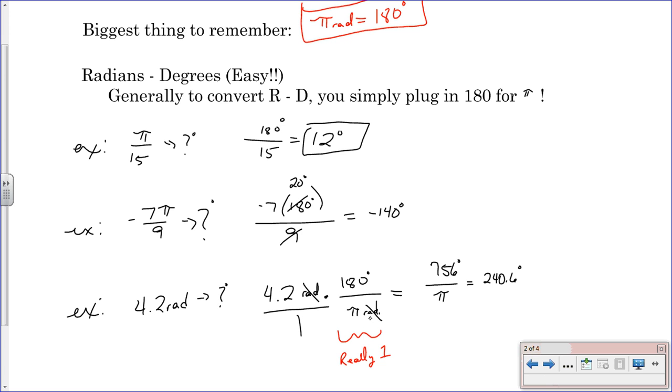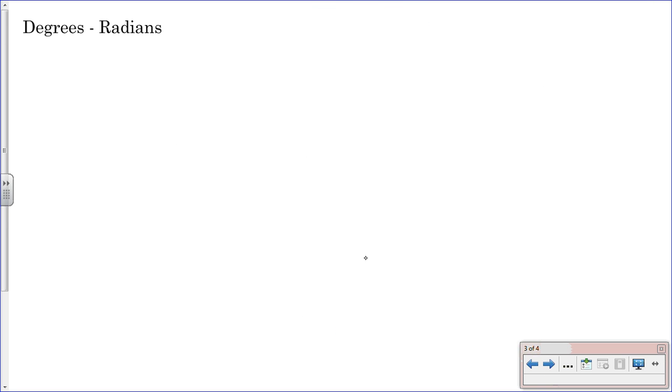The important thing to remember is when going from radians to degrees, since you want radians to cancel out, you need to put pi radians in the bottom. You need to put pi radians in the bottom in order to get the radians to cancel out. Pretty simple there.